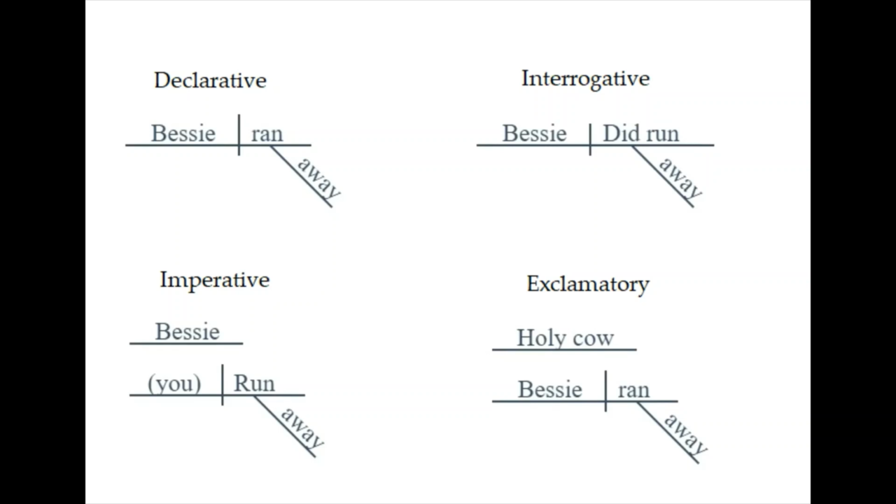And you can note that imperative sentences often have an implied or an elliptical subject, which will go in parentheses. And that's when you add a word or words that aren't in the sentence but are necessary. They are implied, and they're necessary to complete the meaning of the sentence in diagram form.